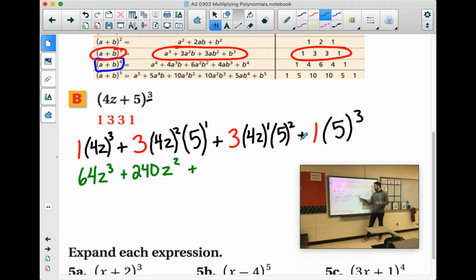plus, let's see, 4 to the first is 4, times 3 is 12. We have to multiply that by 5 to the second. Now 5 to the second is 25. 25 times 12, 300. And it's just z to the first. And the last one, 5 to the third is 125 times 1 is 125.